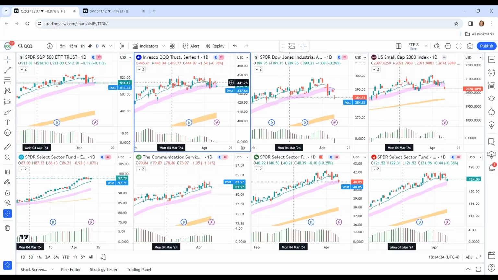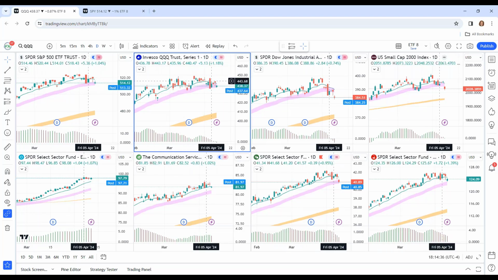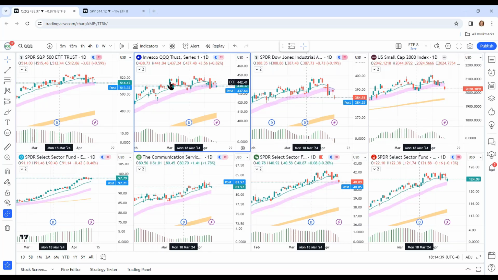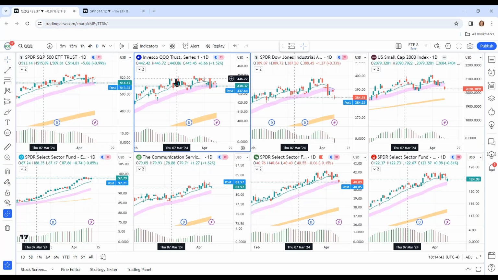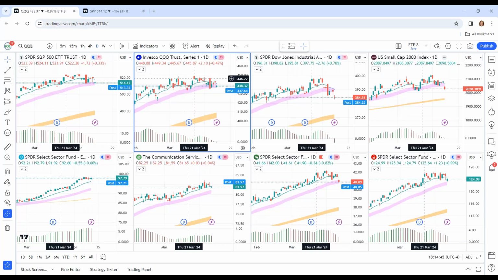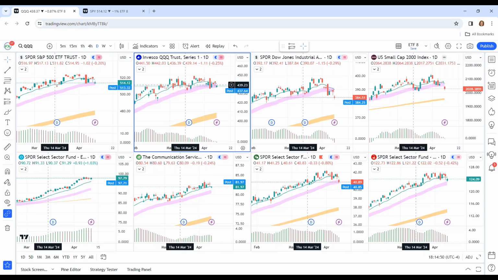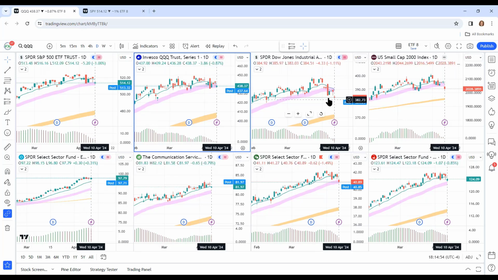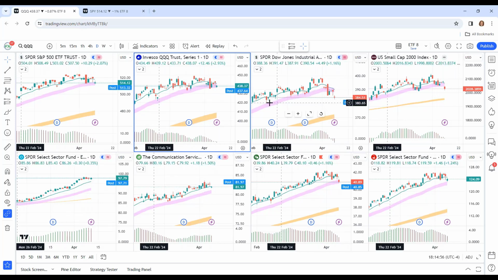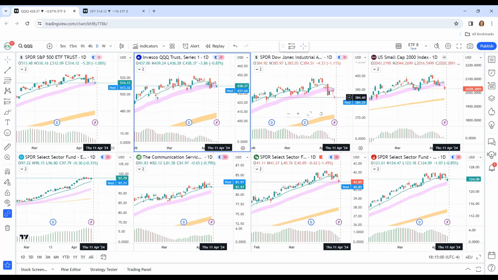Same with the Qs, even though we've flattened out and we've had significant sideways price action here. So we made a new high, we retraced, we made a new high, we retraced, we tried again, we failed, like very, very sideways. But if we look at the Dow, we've already broken down through this supporting wave. We've broken down, and today we're down here. Okay, we've broken down. Same with the Russell.